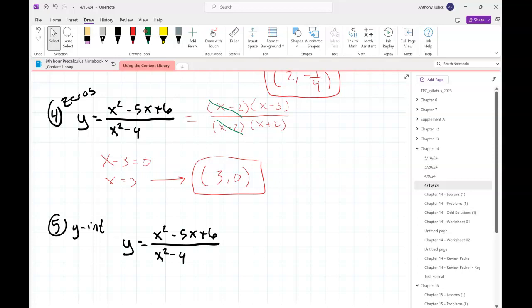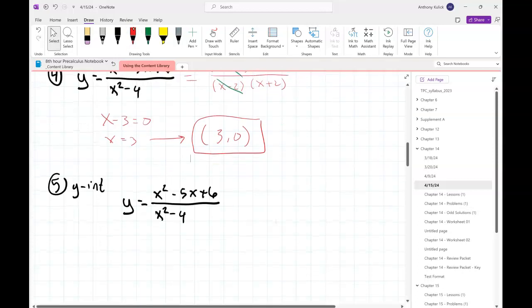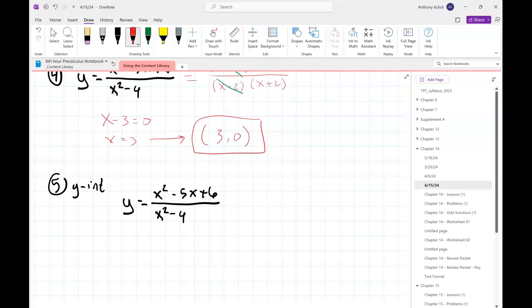Okay. How do I find the y-intercept? You don't need to factor it. Oh, well, you probably should, but you don't. So what is the y-intercept graphically? Where it crosses the y-axis. Any point on the y-axis has what x-coordinate? 0. So I just plug zeros in for x, right?